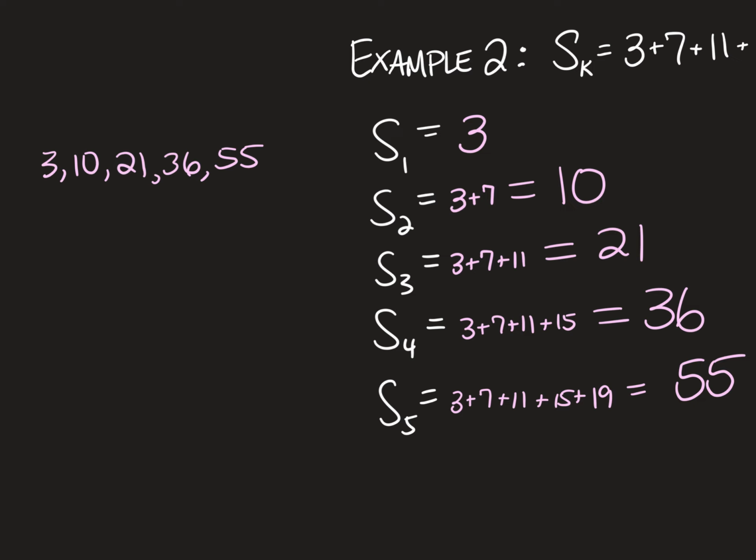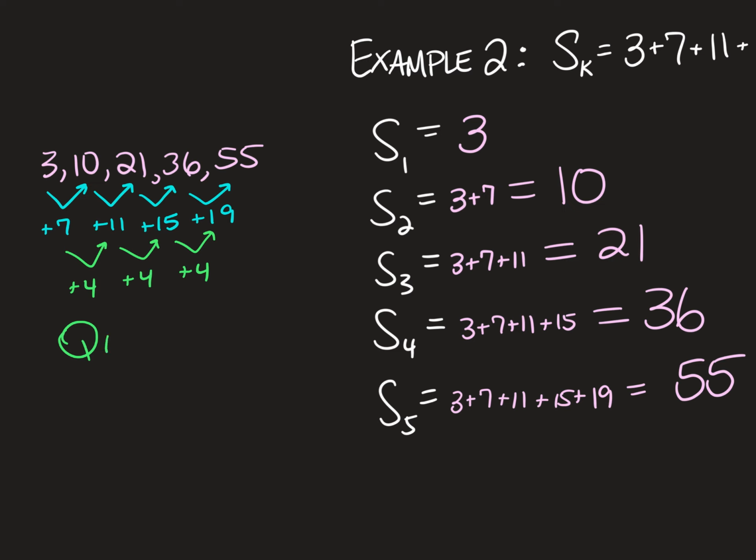All right, so to check to see if this is quadratic, we're going to look at second differences. So we've got plus 7, plus 11, plus 15, plus 19. And our second difference this time is plus 4, and plus 4. So it is quadratic.